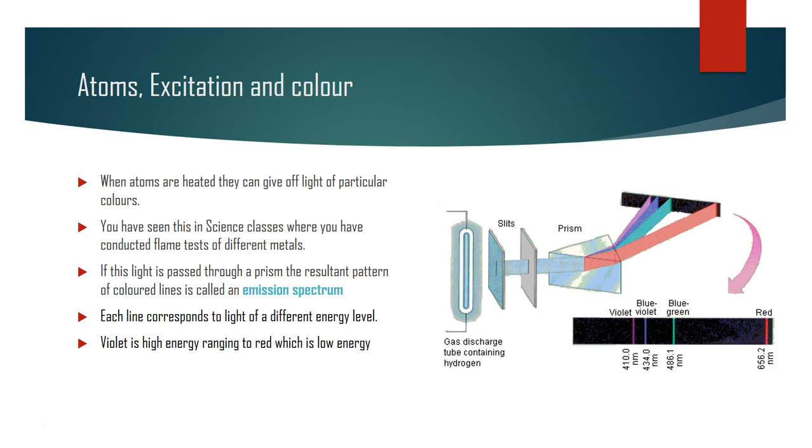One of the reasons we want to look at this is because when we excite atoms, they actually give off light of a particular color. And you will have seen this when you've done flame colors before in the past, flame tests, which we will do again, hopefully with a little bit more understanding of what it is we're looking at. So when we pass this light through a prism, we get a pattern, and that pattern is known as the emission spectrum.